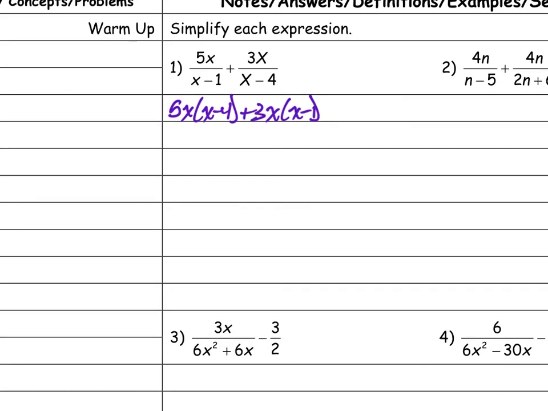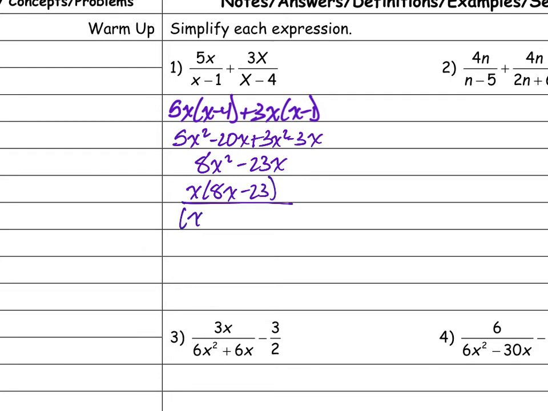Okay, distribute out. I know what my common denominator is. I'm not going to write it because I don't have a lot of room yet. So I've got 5x squared minus 20x plus 3x squared minus 3x. Combine my like terms. 8x squared minus 23x. If I factor out an x, I get 8x minus 23. This really doesn't do me a lot of good, but x minus 1 times x minus 4. Done. There's my answer.